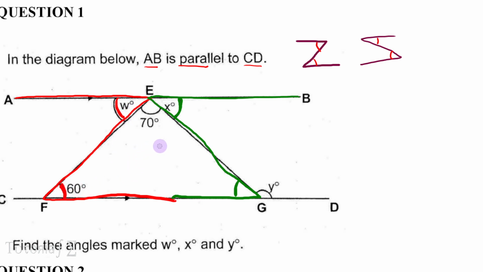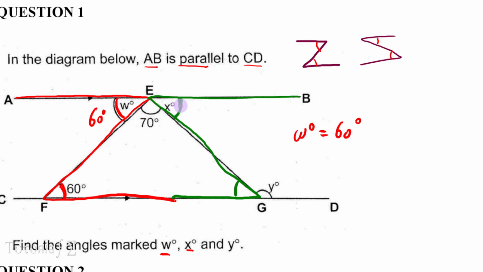So now here, what we should do is solve the questions. After identifying our Z and so on and so forth, we can now solve the question. So find the angles marked W degrees. So W degrees is here. So this one, we have observed that it is the same as this one that is inside here. So meaning that this one is also 60 degrees here. So W degrees is equal to 60 degrees. That is this one. Then X degrees is this one that is here.